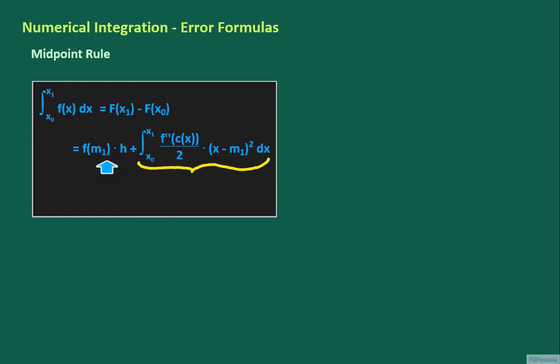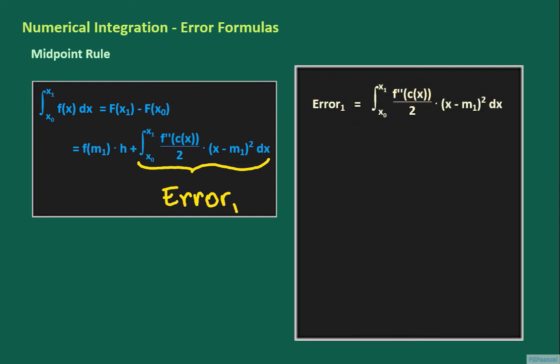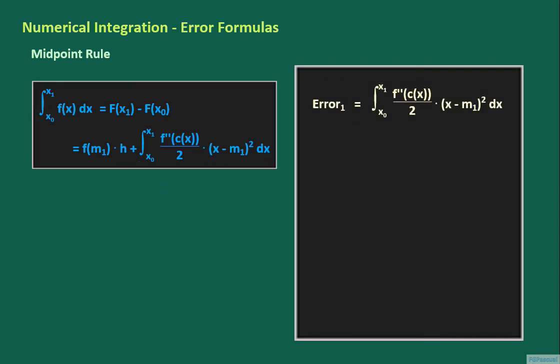This integral term, which is extra, must be the error term. We call it error sub 1 since it is over the first subinterval. We take the absolute value of both sides of the equation to determine how bad error sub 1 can get. We bring the absolute value inside the integral so that we end up taking the absolute value of each factor inside the integral. This produces an integral that is at least as big.